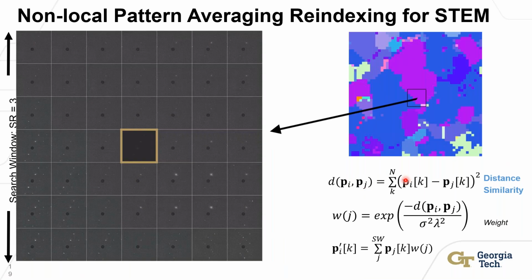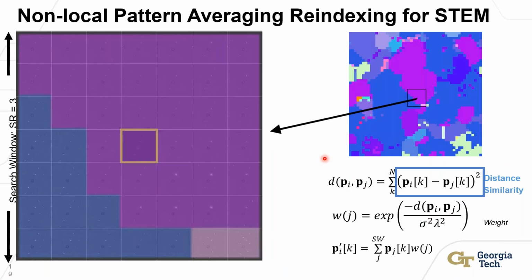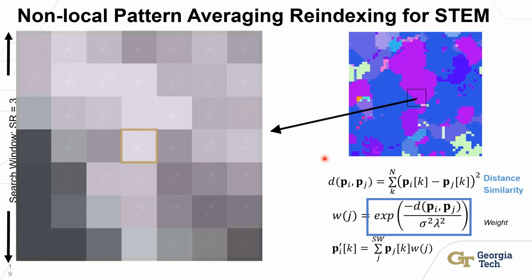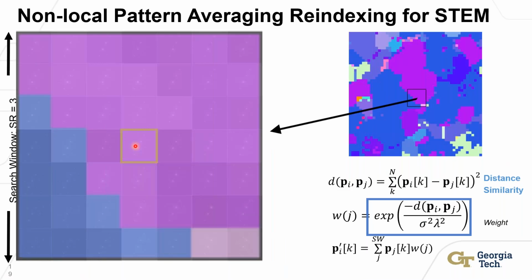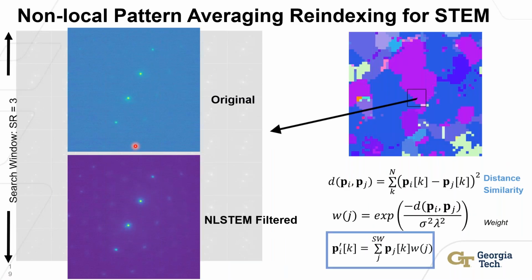So when we calculate our weighting factor, first we blank out that direct beam, so we get more of the scattered beam signal. We can then calculate the weighting factor. You can see all the patterns within a single grain have higher weighting, so they're more similar. We average those together, and we get our final NL-STEM filtered pattern. So here's the original pattern. After NL-STEM filtering, you can more prominently see these diffracted beams to higher scattering angles. So you essentially have more information contained in these patterns.